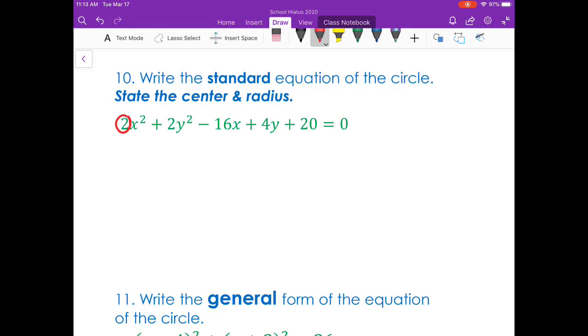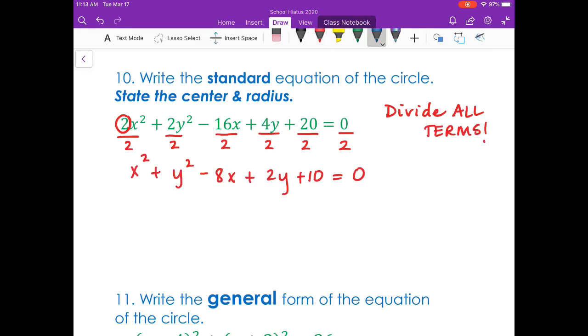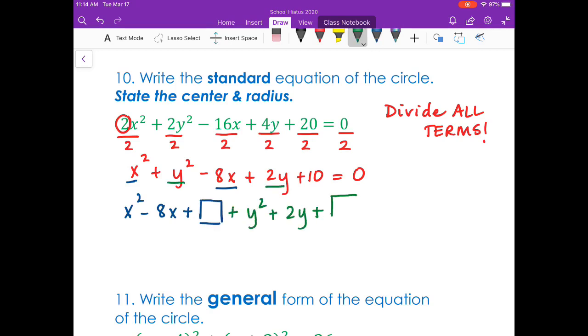Remember that you want the coefficient of x squared to be 1. In this problem, the leading coefficient is 2, so we'll divide each term by 2. Then we'll rearrange the equation so that the x terms are together and the y terms are together and the constant is on the other side of the equation. We'll leave a space to complete the square for both the x and y families.